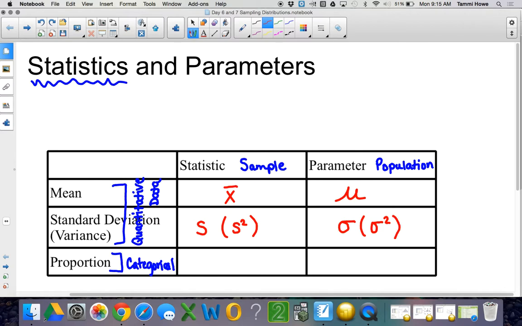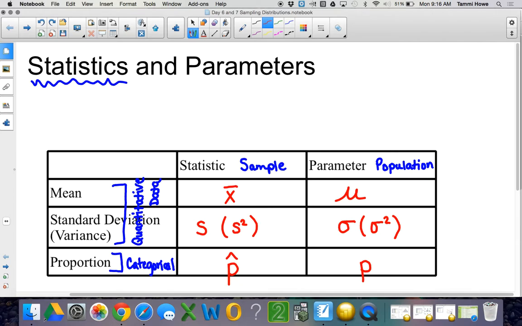Notice I'm using mu and sigma for my population and x bar and s for my sample. And if I have categorical data, then my percentage or my proportion for the sample is p hat, and for the population is just plain old p.